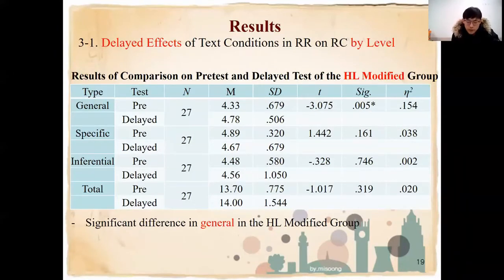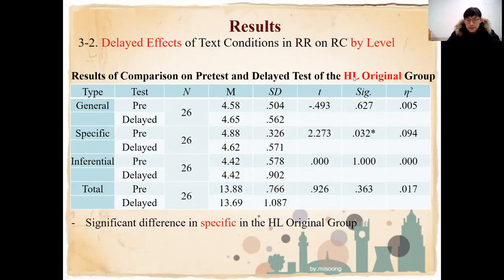To answer the third research question, the effects of the text type were analyzed by reading proficiency level. So let's take a look at the high level modified group first. There was a significant difference in general here, with quite a large effect size. In the high level original group, there was a significant difference in specific. However, it should be noted that it's not an improvement. It was rather a drop from 4.88 to 4.62 with a medium to large effect size. Okay.